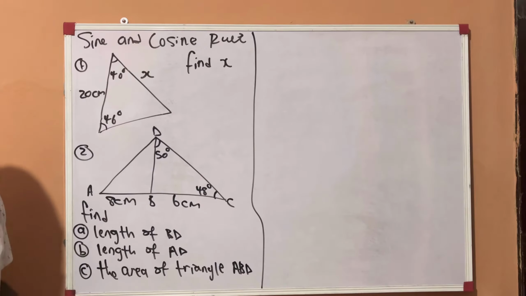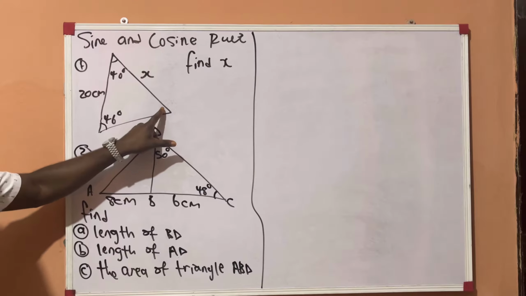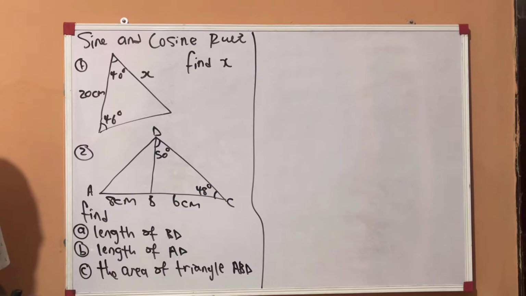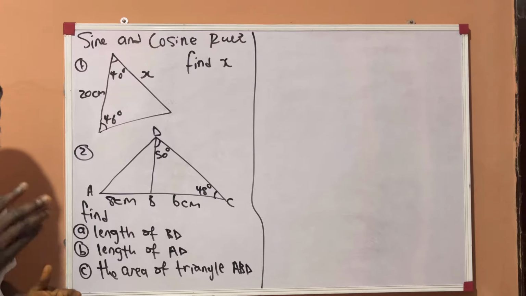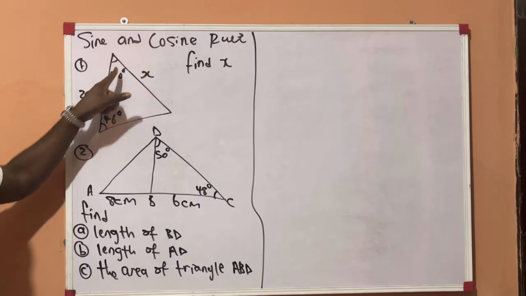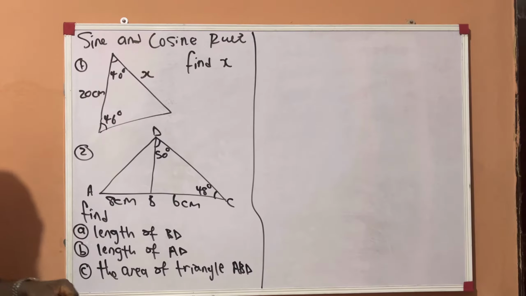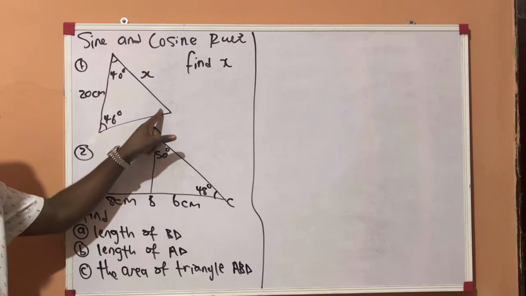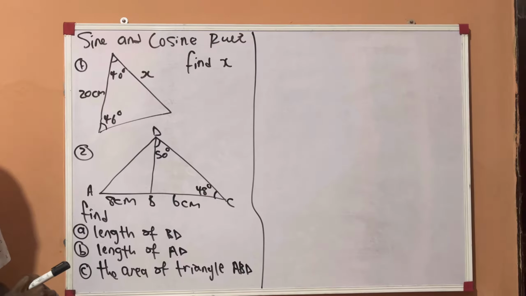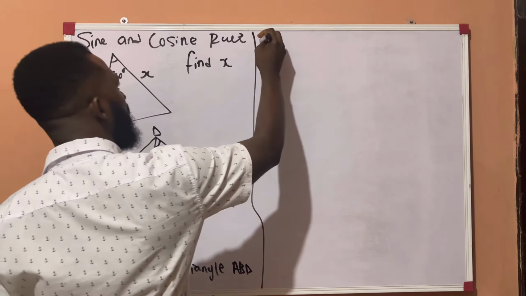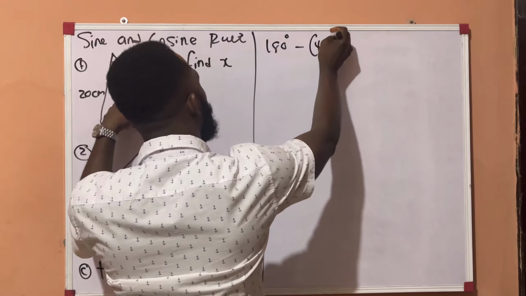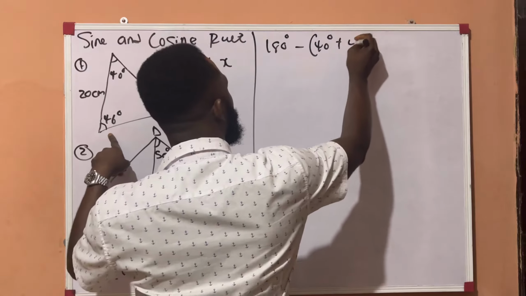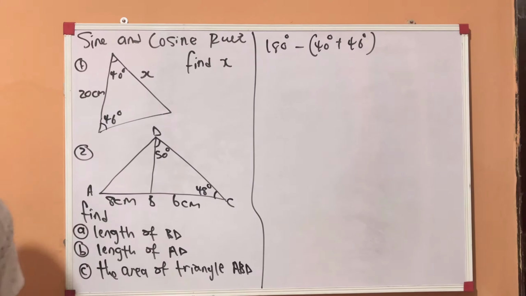In order for us to apply sine rule, we must first know the angle which faces 20 centimeters. How do we do that? Don't forget that the sum of angles in a triangle adds up to 180 degrees. So we take 40 plus 46 and subtract it from 180 to get this third angle. The third angle is 180 degrees minus (40 degrees plus 46 degrees), which is the sum of angles in a triangle.